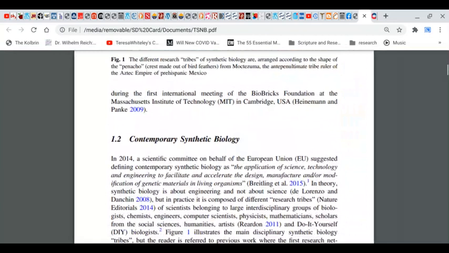Sorry. 1.2 Contemporary Synthetic Biology. In 2014, a scientific committee on behalf of the European Union suggested defining contemporary synthetic biology as the application of science, technology, and engineering to facilitate and accelerate the design, manufacture, and/or modification of genetic materials in living organisms. In theory, synthetic biology is about engineering and not about science.